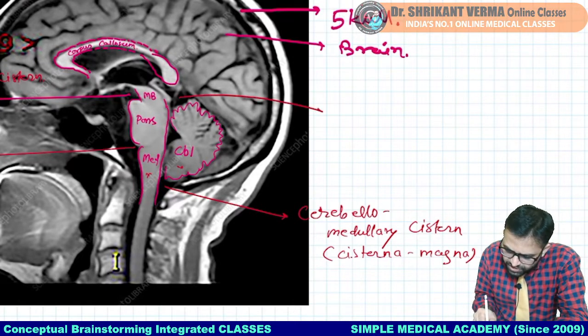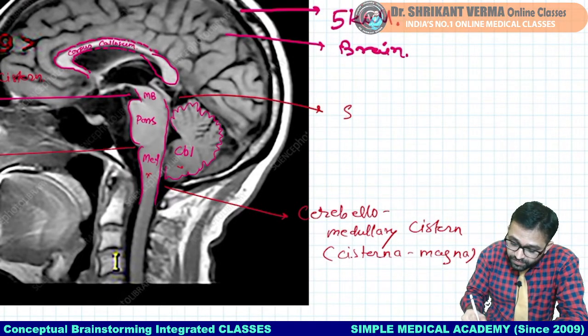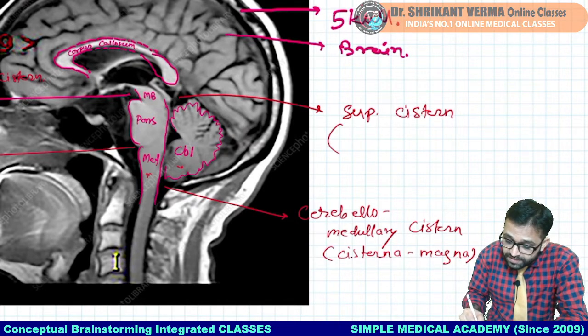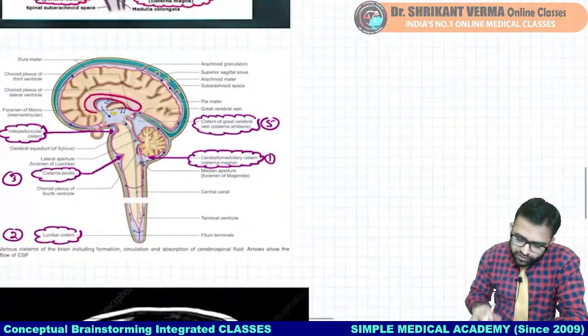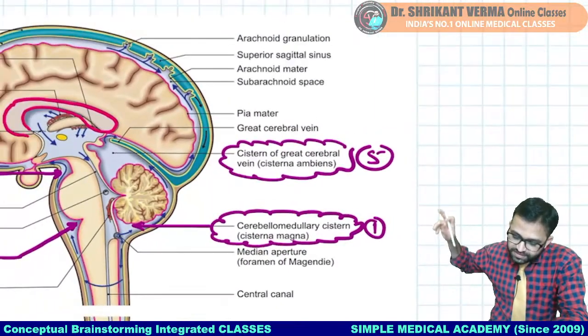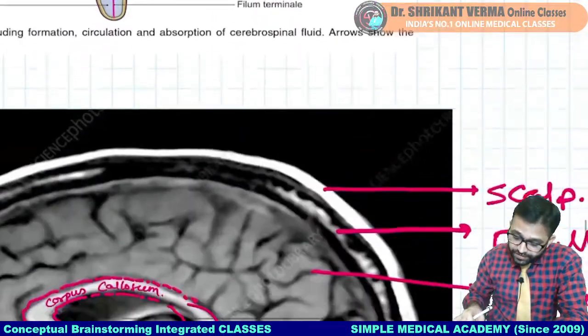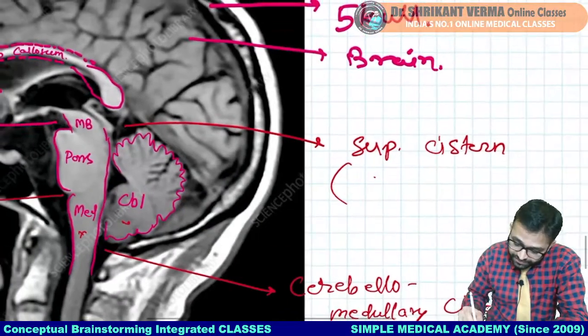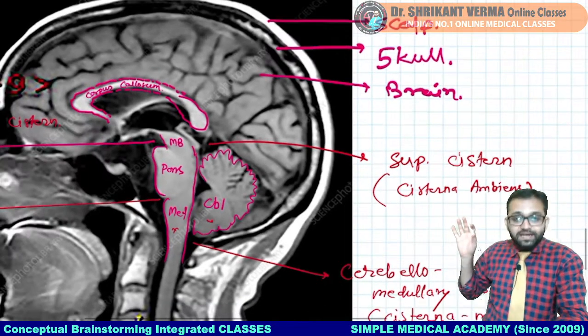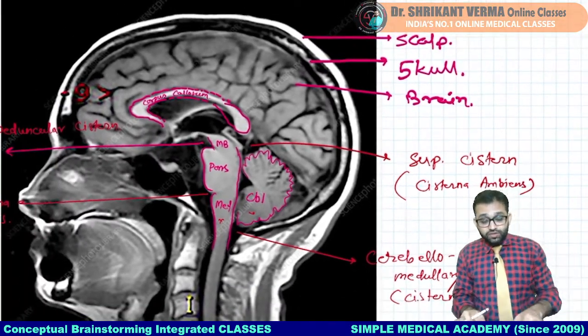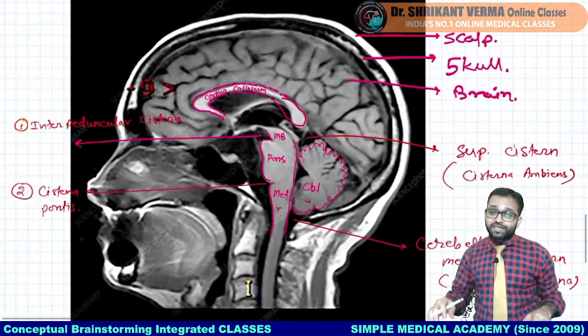Can you tell me the cistern which is just above the cerebellum? You can say superior cistern. Also, you can say cistern of the great cerebral vein of Galen. Okay, not important. For the congenital anomaly, we will see later. But yes, this is our cisterna ambiens or cistern of the great cerebral vein of Galen. Clear, everyone? Getting the point, beta? So this is our radiological integration.